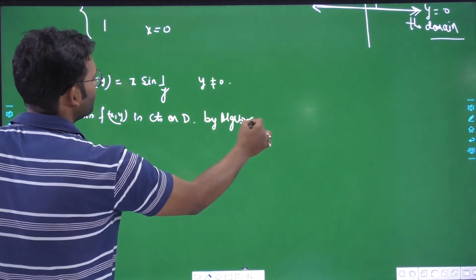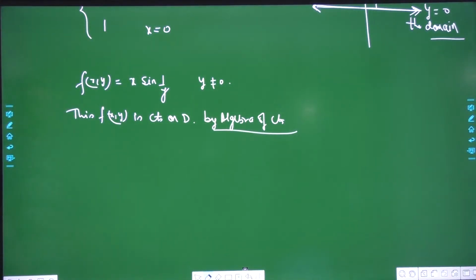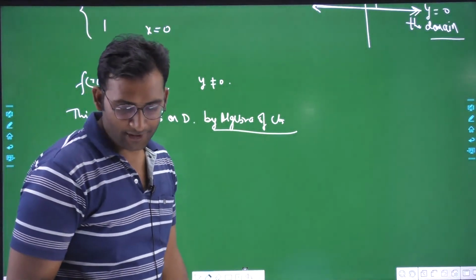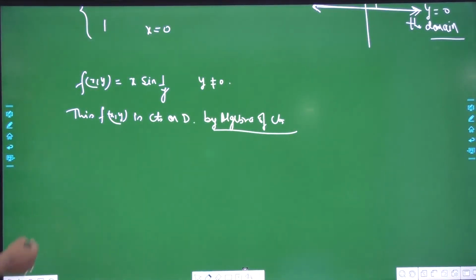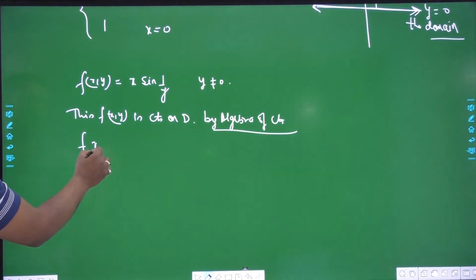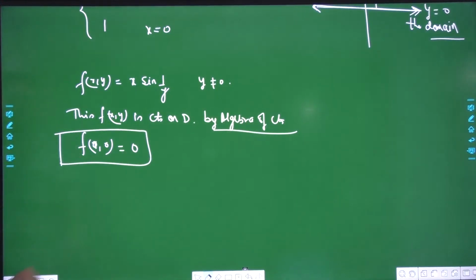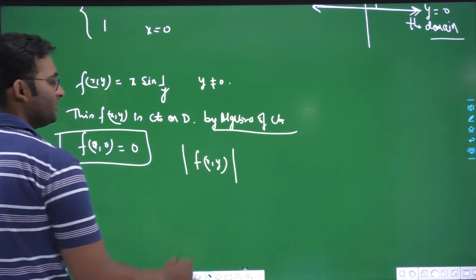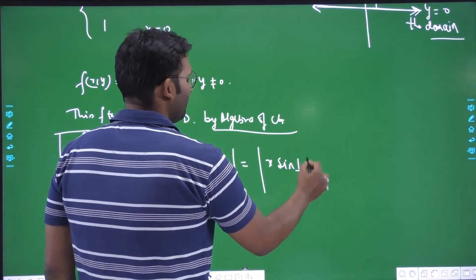The function is continuous on D by algebra of continuous functions, since x is a continuous function and sine of 1 over y, wherever y is not equal to 0, is a continuous function. So f of x, y is continuous on D. There is no problem about it. So what is the problem? Can it be continuously extended or not? Yes, it can be. If I have to extend it, I write f of 0, 0 is 0, so I'm stating that your function will be 0 at the origin. Now let us see f of x, y. I'm just taking the modulus of it, so modulus of f of x, y is the modulus of x times sine of 1 over y, and the modulus of sine of 1 over y is less than or equal to 1.